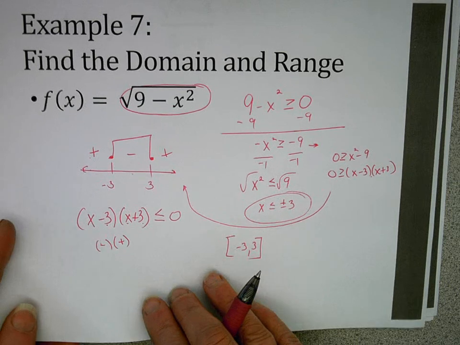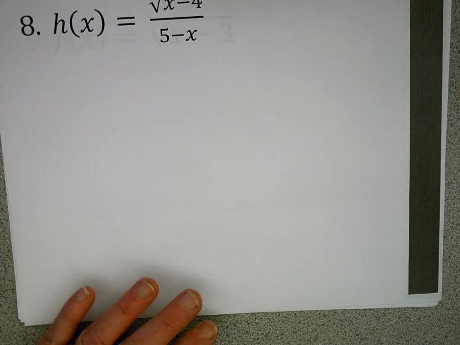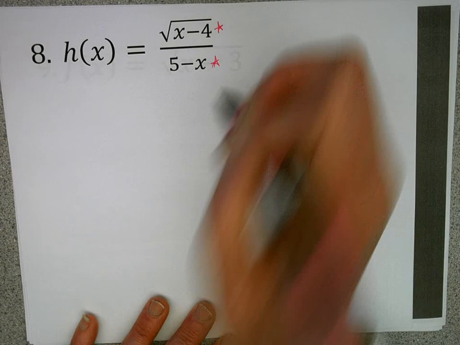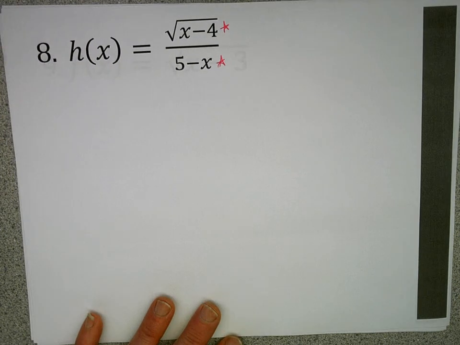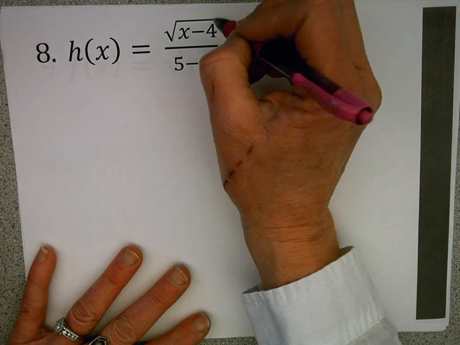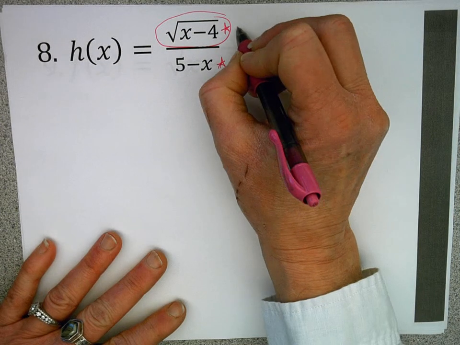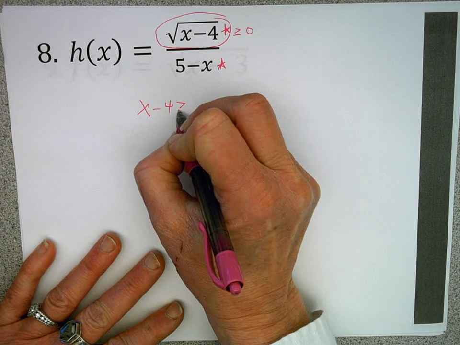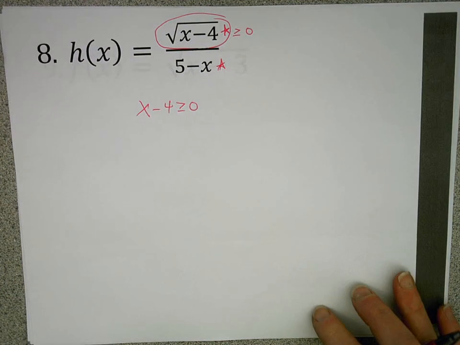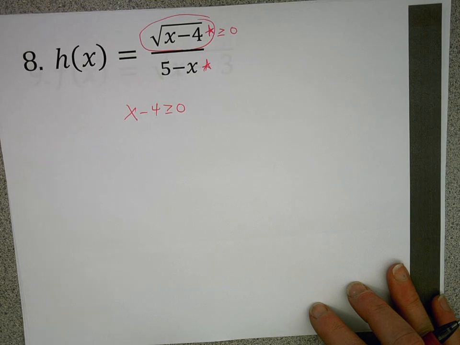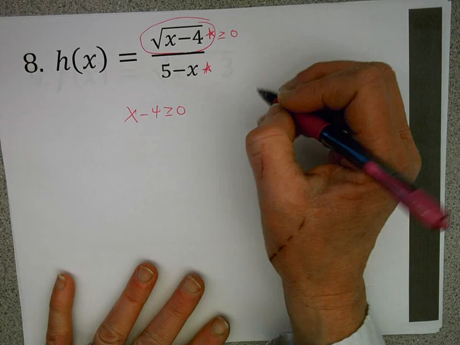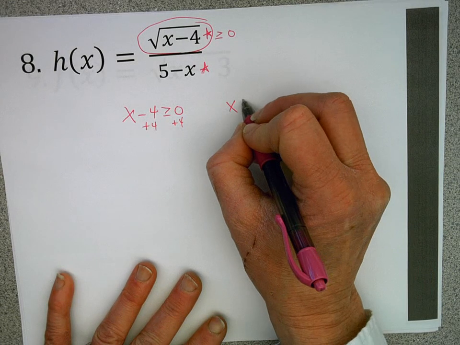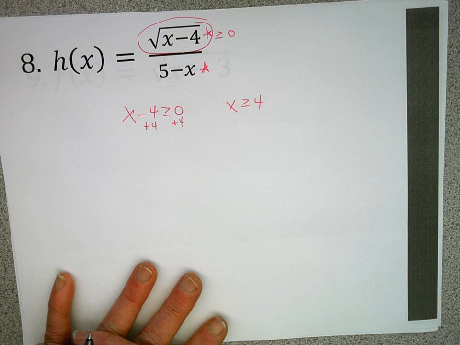Sorry. Let's go on. This is kind of a double problem. We have a square root and we have a denominator, so we have to deal with both of these. The square root can't be negative, so I'm going to deal with that first. I know the inside has to be greater than or equal to 0. Drop the square root. The stuff inside can't be negative, so it has to be greater than or equal to 0. Move the 4 over. I get x is greater than or equal to 4. And that's all I got.